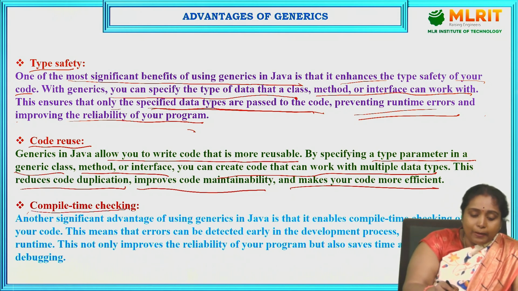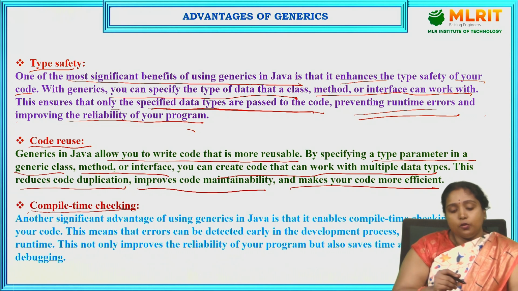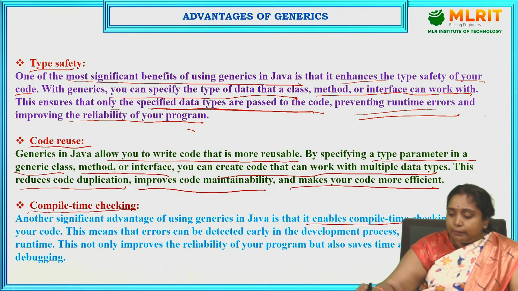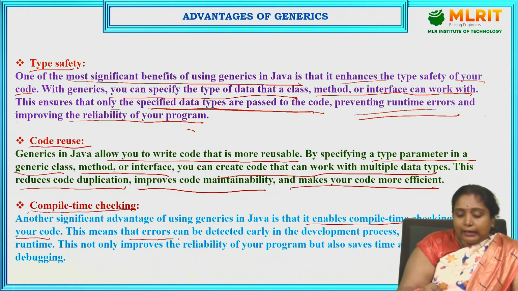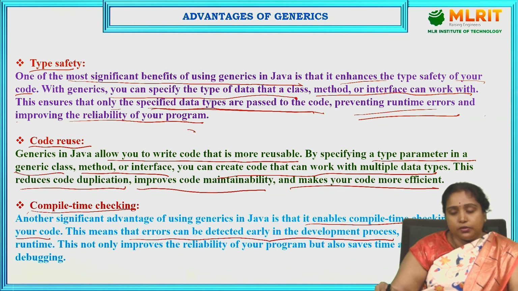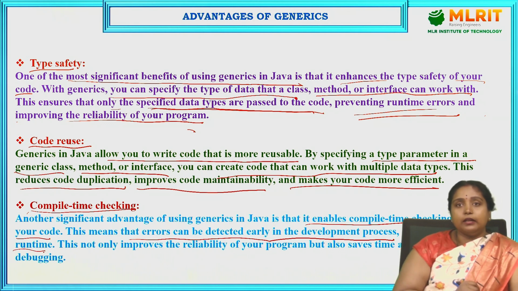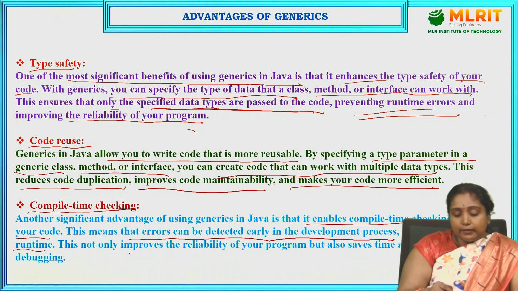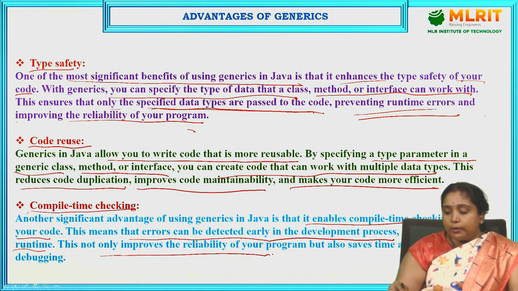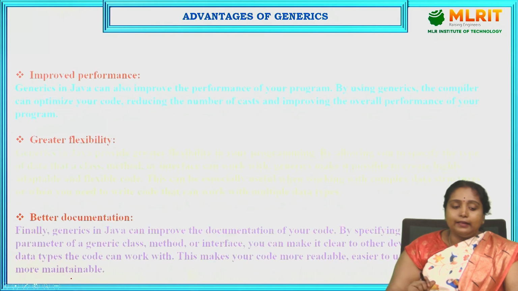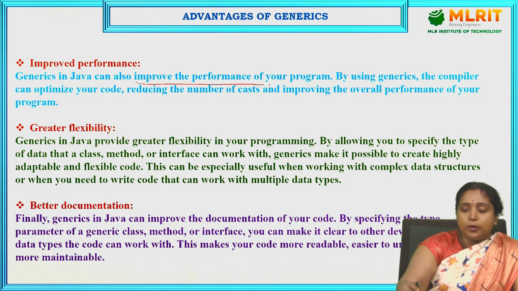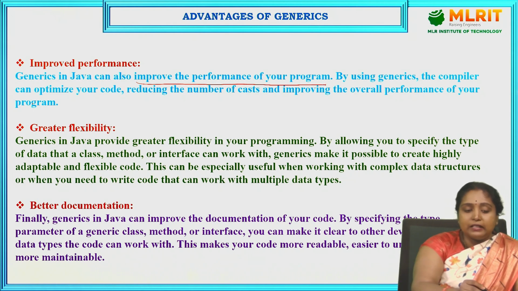And the third one is compile time checking. Compile time checking is also one advantage of generics. Here, it enables compile time checking of your code, which means that errors can be detected early in the development process rather than at runtime. This not only improves the reliability of the program but also saves the time and effort of debugging. And the next advantage is improved performance. Using generics, you can improve the performance of your program. The compiler can optimize your code.